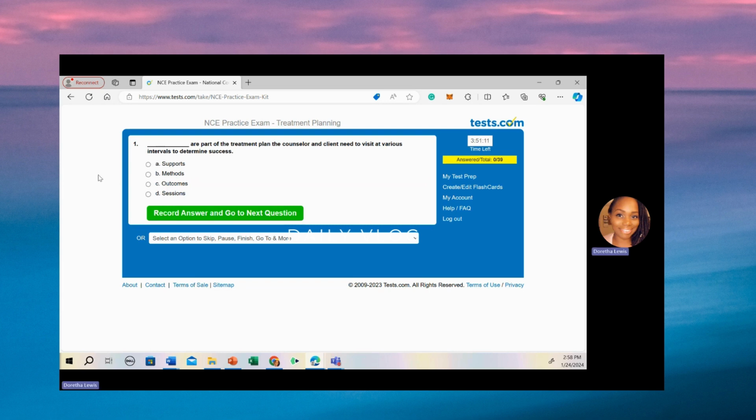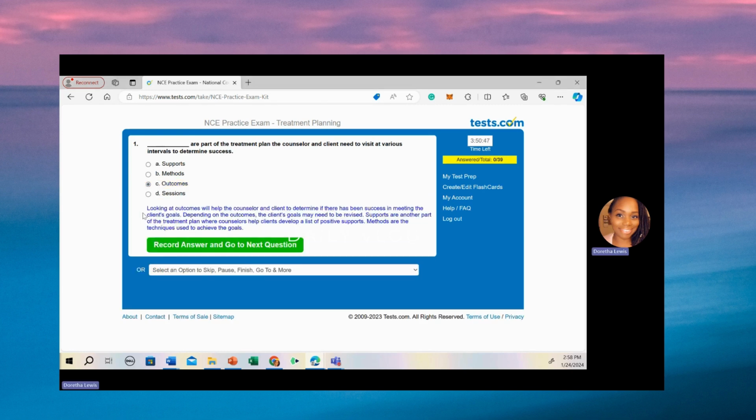All right. So blank are a part of the treatment plan the counselor and client need to visit at various intervals to determine success. Is it A, supports, B, methods, C, outcomes, D, sessions? Outcomes. Looking at outcomes will help the counselor and the client determine if there has been success in meeting the client's goal. Depending on outcomes, the client goals may need to be revised.